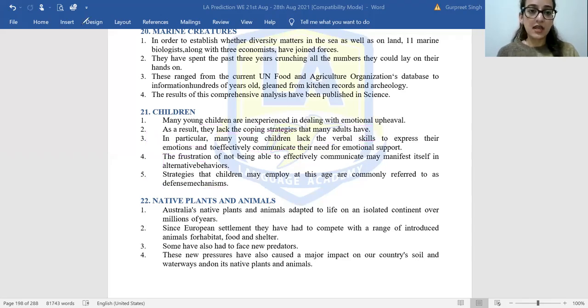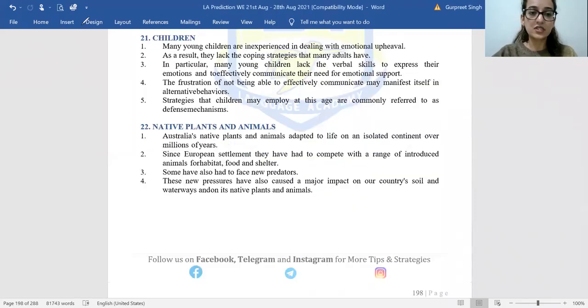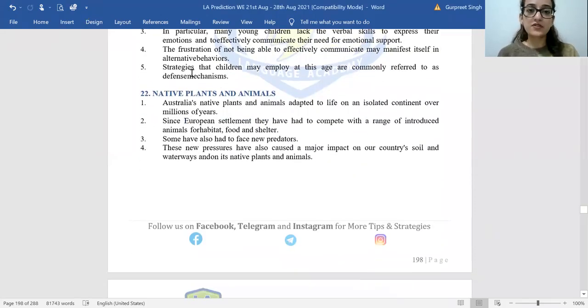Next, 122. Native plants and animals. So this one is: Australia's native plants and animals adapted to life on an isolated continent over millions of years. So you're talking about Australia's plants and animals, and we have millions of years. Since European settlement, they have had to compete with a range of introduced animals for habitat, food, and shelter.